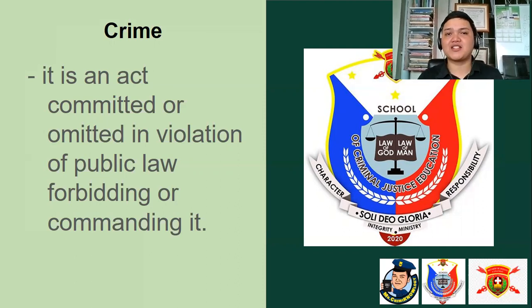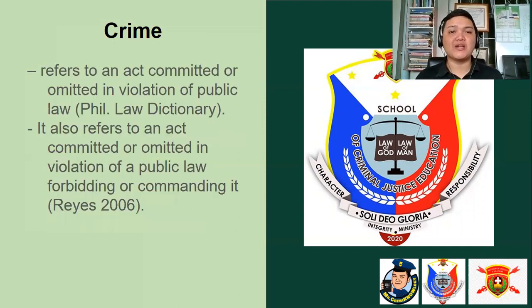We have this legal maxim, don't forget this. Nullum crimen, nulla poena sine lege. It means there is no crime when there is no law punishing it. So a crime is a product of law. If there is no law, there is no crime. We only have crime because we have a law. Next, crime refers to an act committed or omitted in violation of public law, as I discussed a while back. It also refers to an act committed or omitted in violation of public law, forbidding or commanding it, according to Reyes 2006. So that is the crime in general.